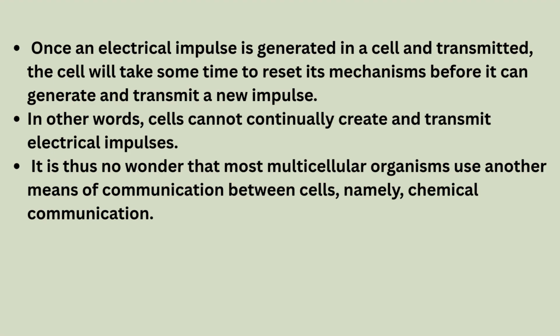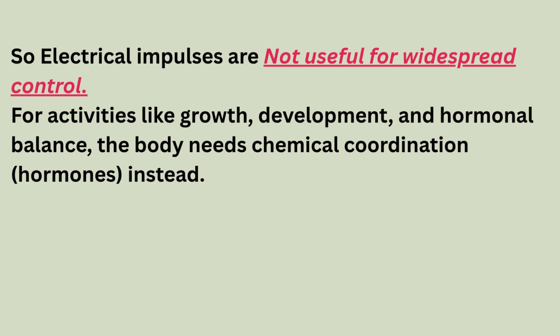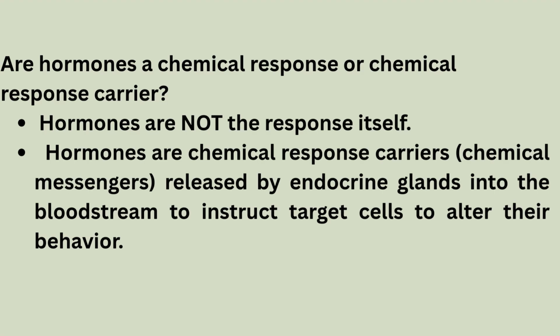It is thus no wonder that most multicellular organisms use another means of communication between the cells, namely chemical communication. So, electrical impulses are not useful for widespread control. For activities like growth, development, and hormonal balance, the body therefore needs chemical coordination, hormones instead. Are the hormones therefore a chemical response or a chemical response carrier? Hormones are not the responses themselves. Hormones are the chemical response carriers. They are released by the endocrine glands into the bloodstream, and they instruct the target cells to alter their behavior.